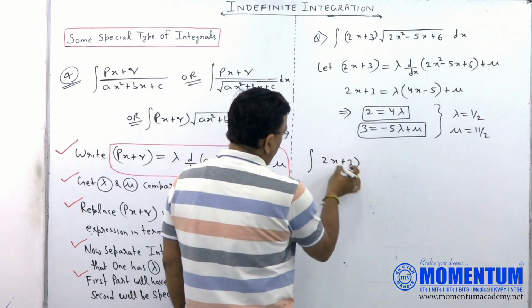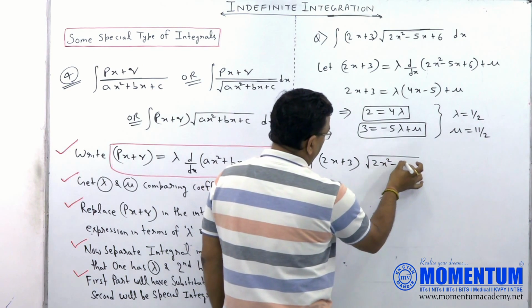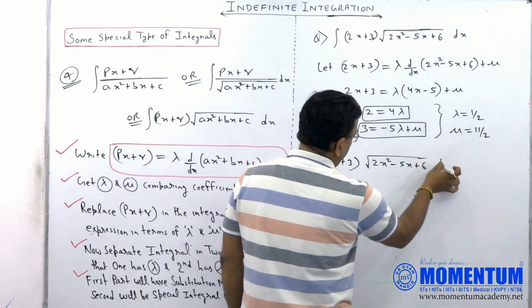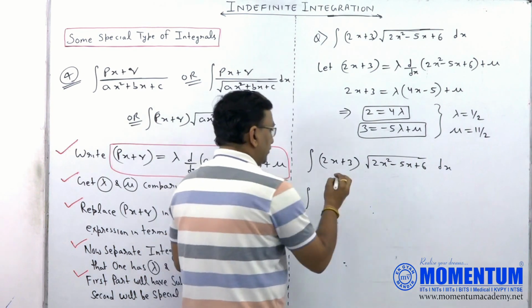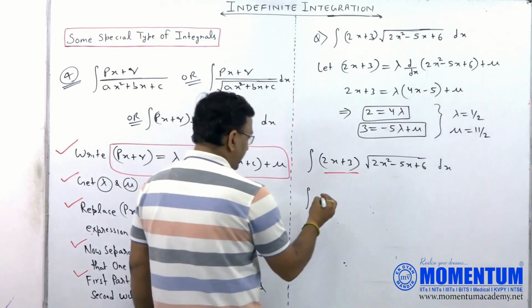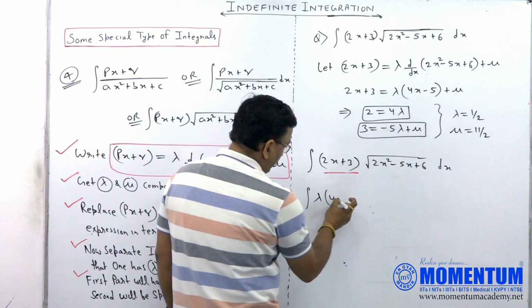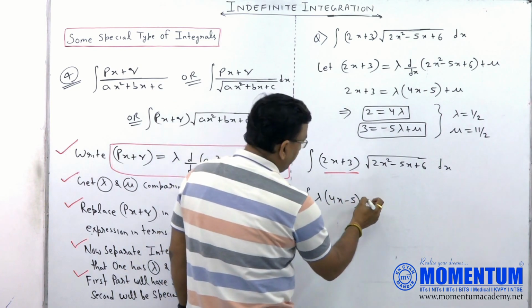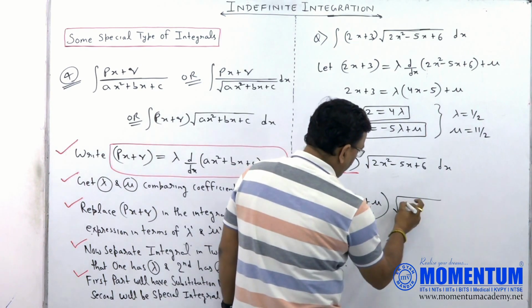The integral is integration of 2x plus 3 into root over 2x square minus 5x plus 6. What we have to do? We will replace this linear with the expression in terms of lambda and mu, that is lambda times 4x minus 5 plus mu, into root over quadratic.